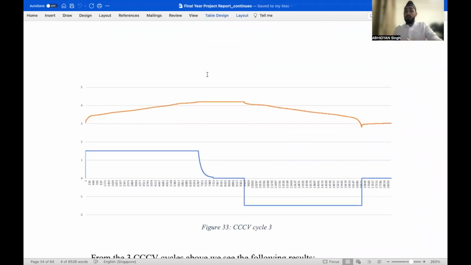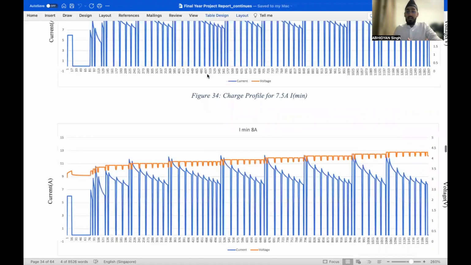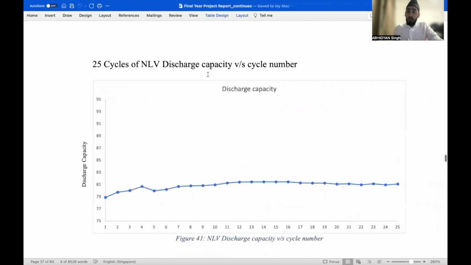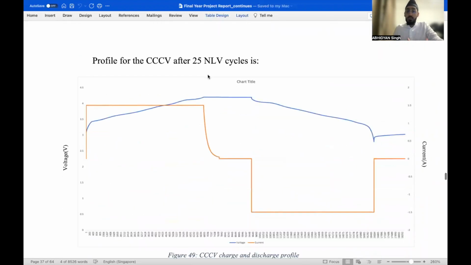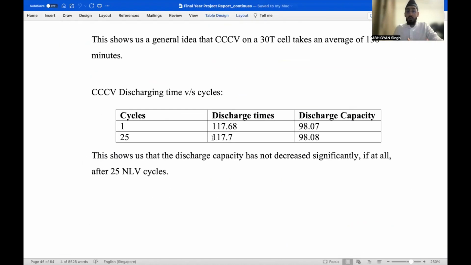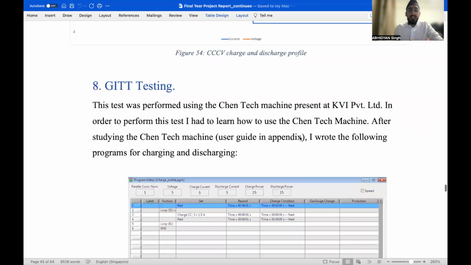Now, at the end, we wanted to make sure that when we charge using NLV, it does not cause a degradation in the battery capacity, and hence we performed 125 NLV cycles. At the end of all these NLV cycles, we tried to perform one CCCV cycle, and this CCCV cycle, as seen here, ran for 117 minutes, which is 98% capacity, which showed that after running 125 NLV cycles on one cell, there was no reduction in the battery capacity, which proves that NLV does not cause a reduction in battery capacity.